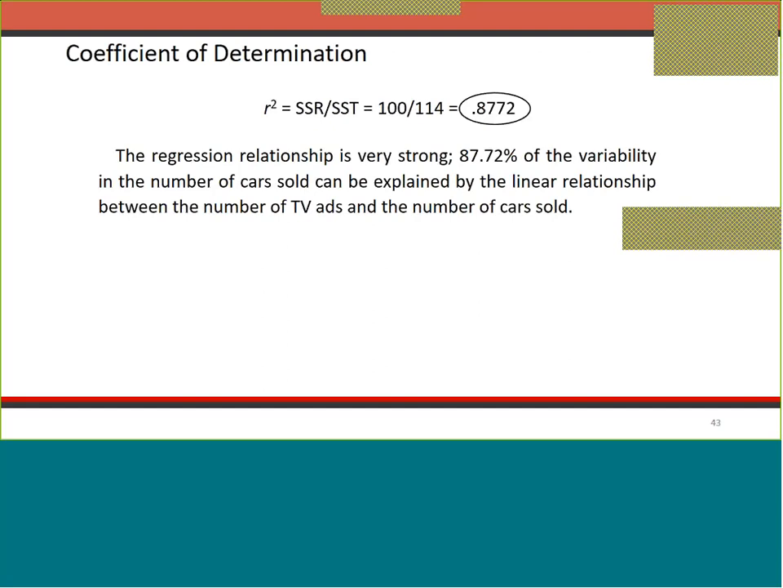So the regression relationship is very strong because it is close to 1. Yes or no? Why? Because R square is a ratio of two positive terms, so it should lie between 0 and 1. 0 means no relationship, 1 means perfect relationship.